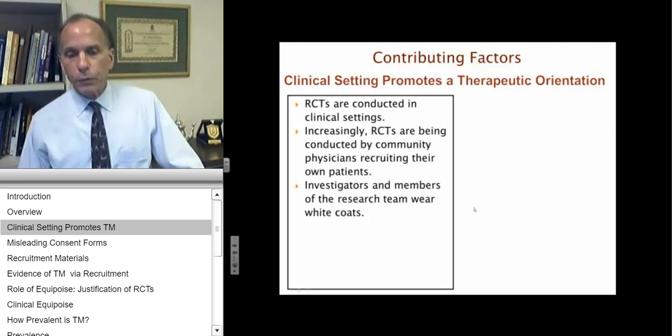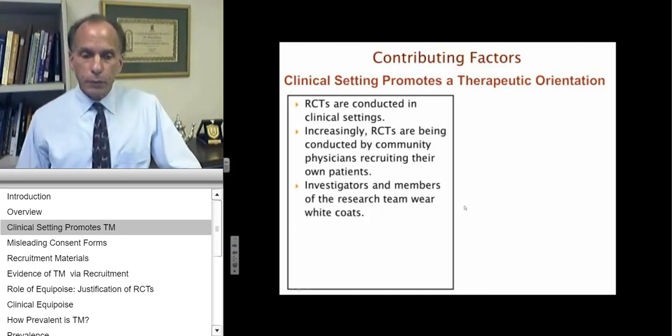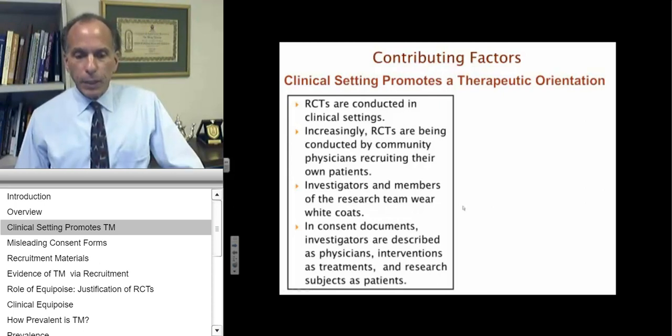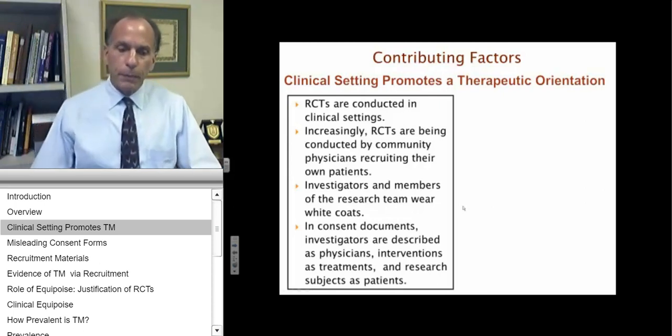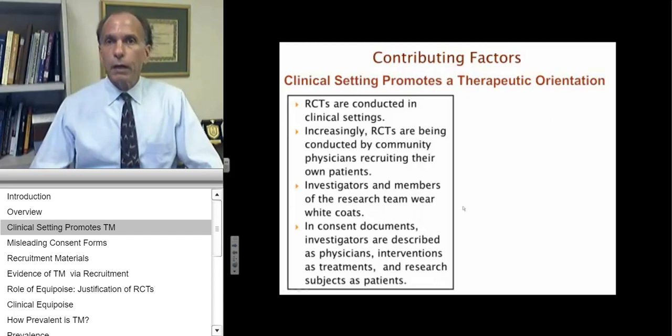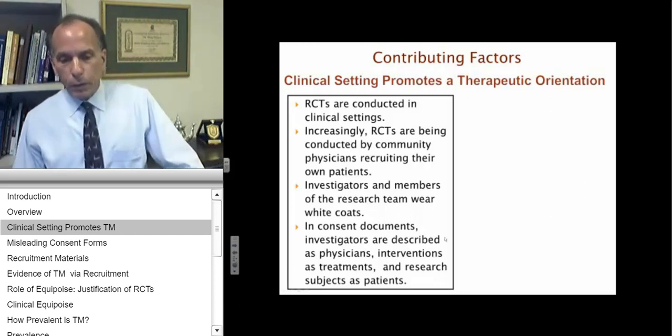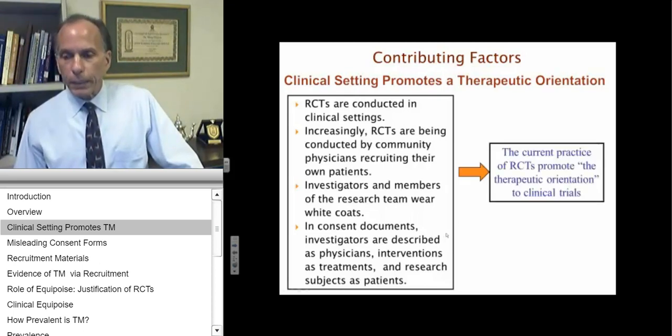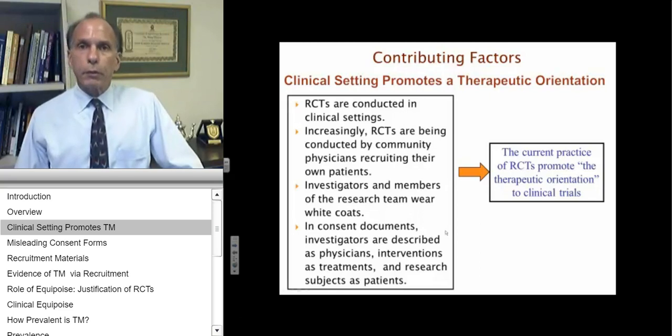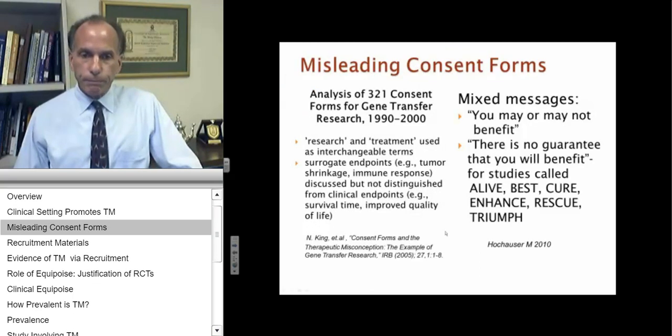Investigators and members of the research team wear white coats, and in consent documents, investigators are described as physicians, interventions are described as treatment, and research subjects are described as patients. All of these factors conspire to promote the therapeutic orientation to clinical trials.